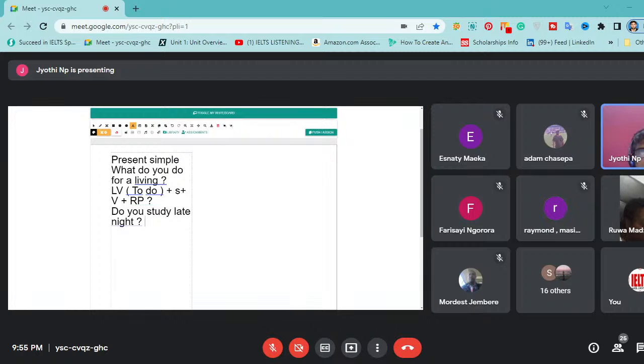So these are the formulas, especially when you want to use it as a statement, as a negative using not, and then as a question. So when you want to use it as a negative or as a question, then you need to use the linking word to do. Got it?